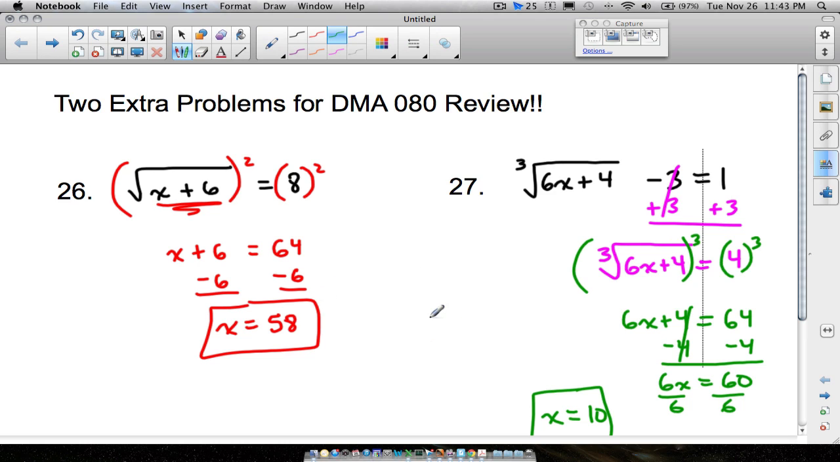So here's two more problems that you definitely want to make sure you know for the DMA 80 module exam.